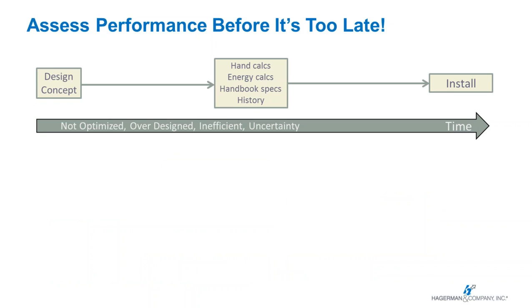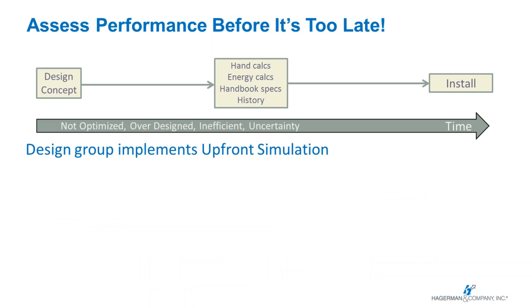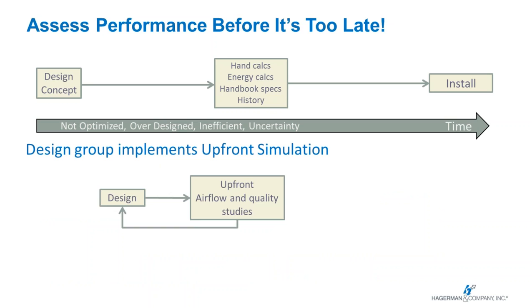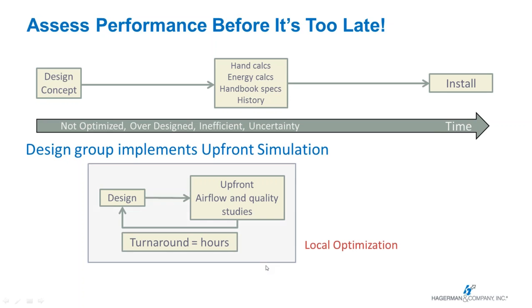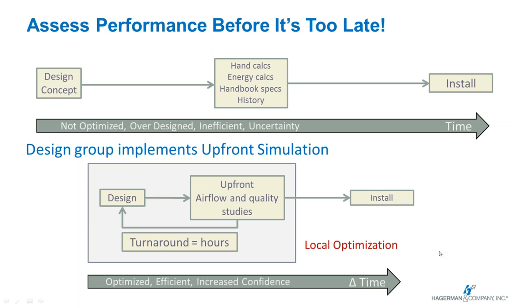So, that's the process that I just showed. What we really want to do is have the design group implementing upfront simulation. So now we have design groups, with whatever your favorite 3D CAD product is, or BIM product, something like Revit. We also use Rhino 3D. But you can take that design and integrate CFD with your design, and then your turnaround is quick, and we're doing local optimization. And now we've got an optimized product, we've got more certainty about the performance, so we can go to install.